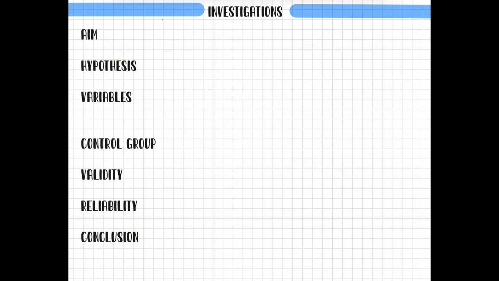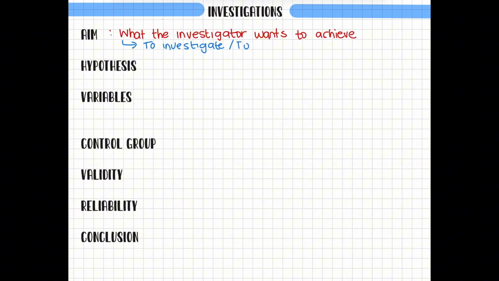Today we'll be doing investigations. I have a list of parts of investigations that you should know, starting with the aim. The aim of the investigation has to do with what the investigator wants to achieve or to determine. It usually starts with the words to investigate, to determine, to test, or to prove.